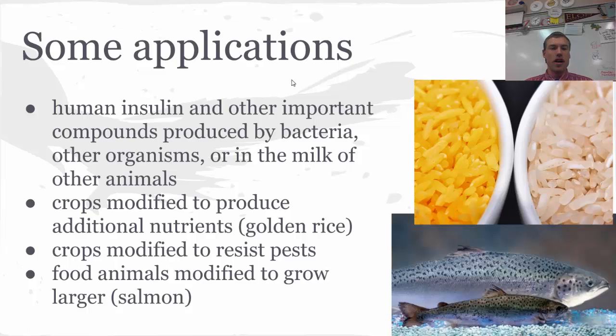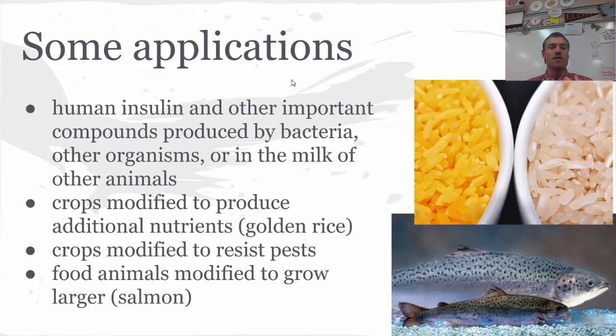Now, what are some applications of genetic engineering? Some actual real products. Well, human insulin, as well as some other compounds, including clotting factor, can be produced by either bacteria or other organisms, or in the milk of other animals. For example, there are goats that produce spider silk in their milk. In their milk, they are also producing that human clotting factor I was telling you about. And then we can use those to help people out, right? Human insulin produced by bacteria is much better than using pig insulin, which is what they used to do. It's cheaper, and it is much more efficient because it's actually human.